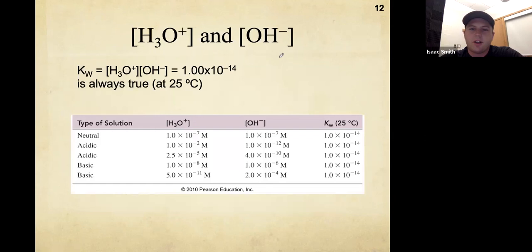So this chart just reiterates that same idea. Okay. So in the neutral solution, these two concentrations are equal, and Kw equals 10 to the negative 14. In an acidic solution, you'll have a greater hydronium to hydroxide ratio. But again, Kw equals 10 to the negative 14 for all these, doesn't matter. These concentrations can change and reflect whether it's acidic or basic, but Kw will stay the same.